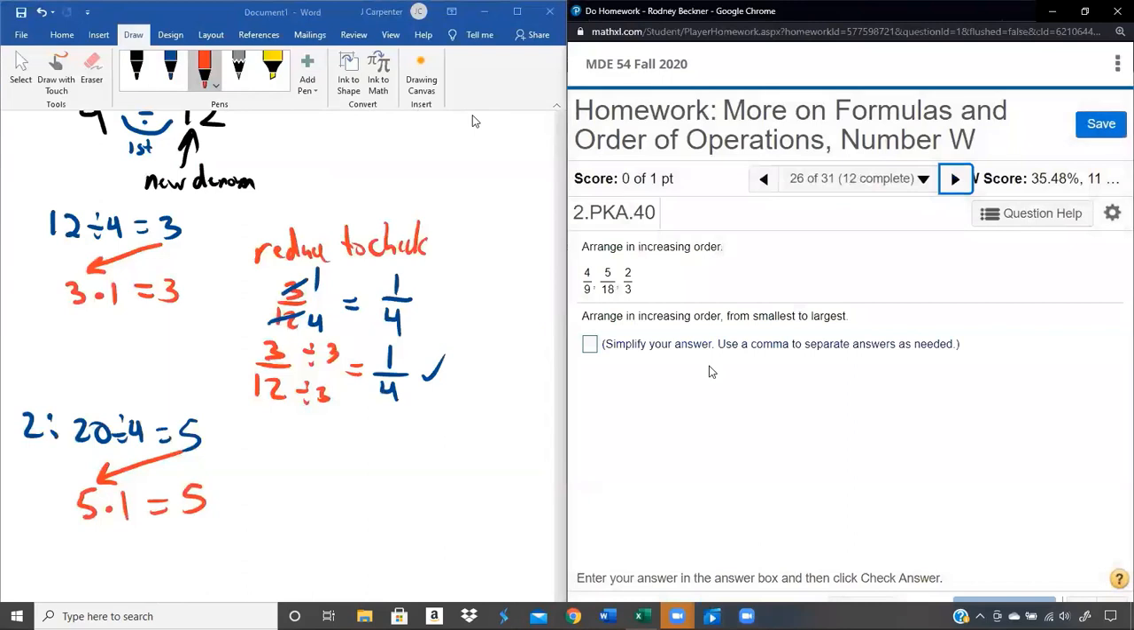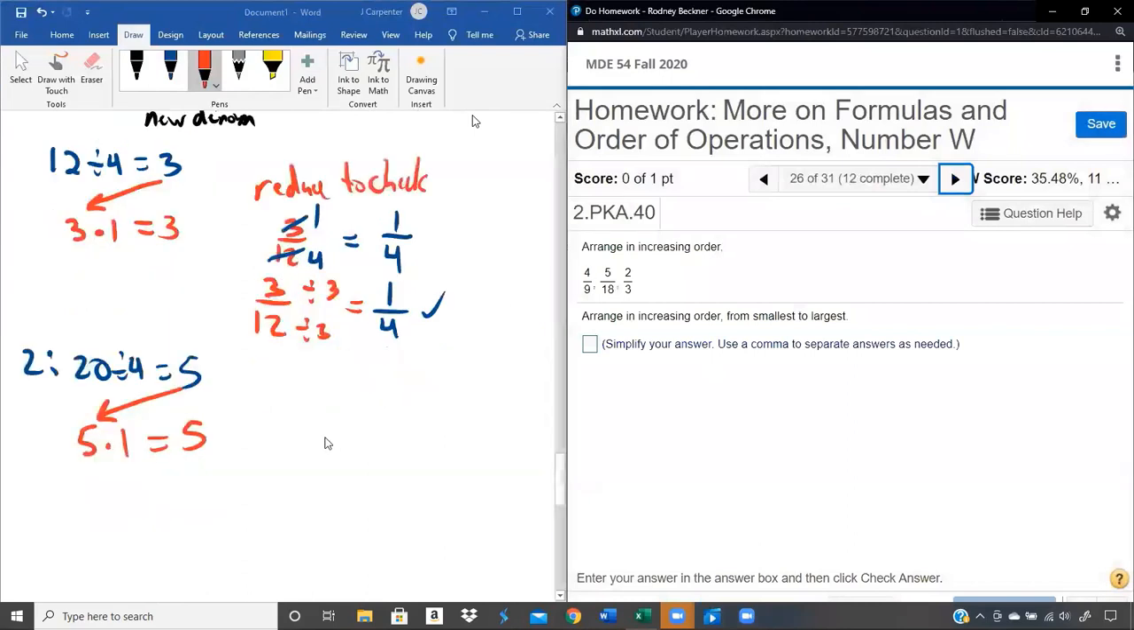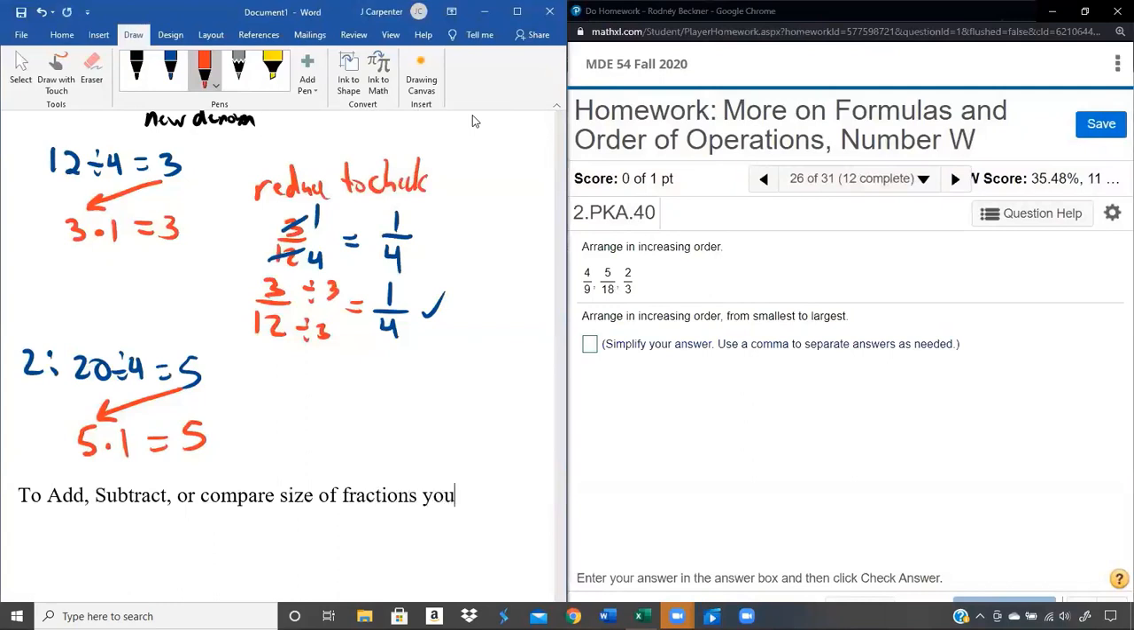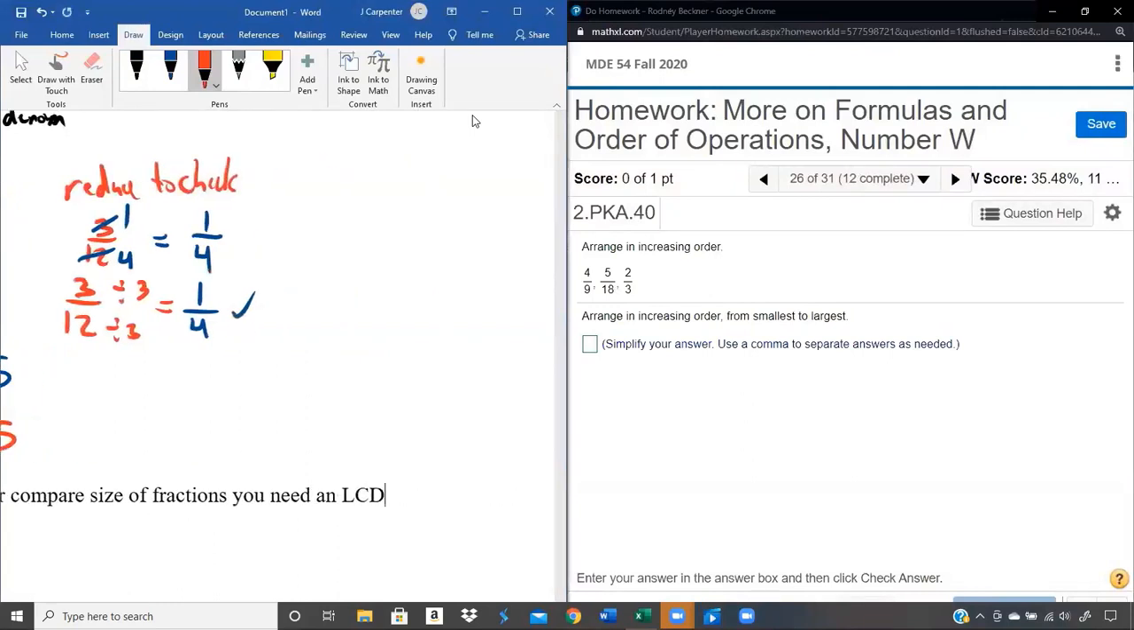Arrange in increasing order. So in order to order, pun intended, fractions, they all have to have the same denominator. So it's not just adding and subtracting that you need an LCD for. It's also if you want to compare their size. To add, subtract, compare size of fractions, you need an LCD.